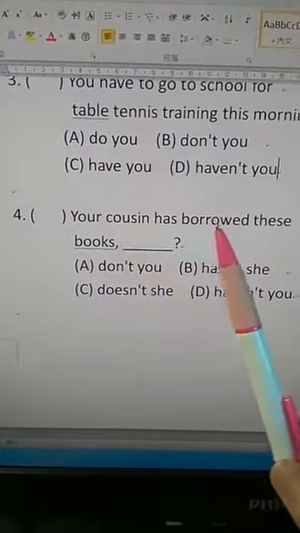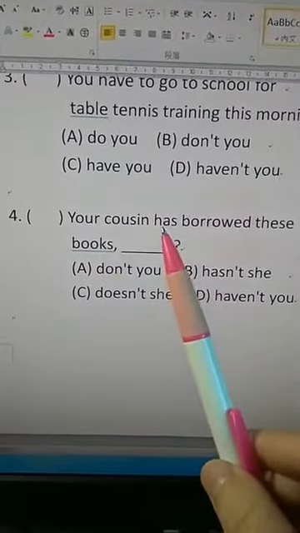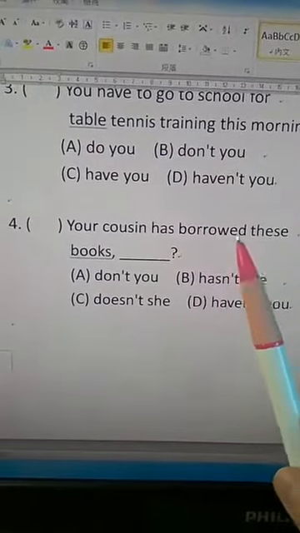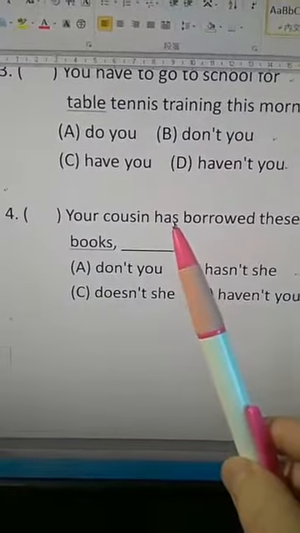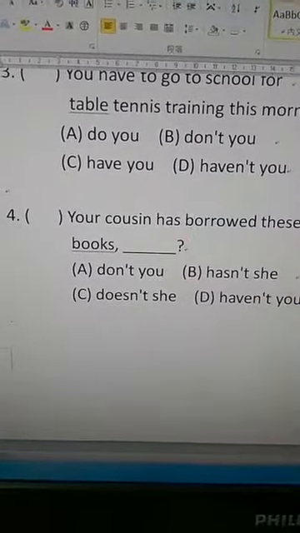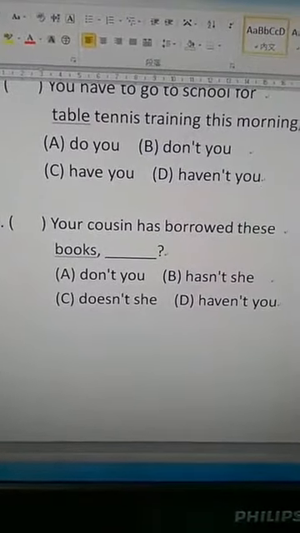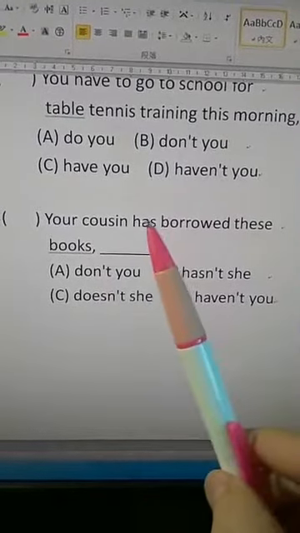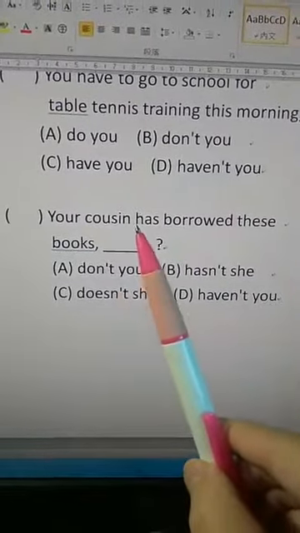Your cousin has borrowed. So let's see the tense and the verbs first. Here, the tense is like has borrowed. You can see the past participle here, right? The past participle, we often call it PP. So this kind of tense, we call it present perfect tense, okay? So if you want to form a tag question, please use has here. You don't use don't or do, okay?